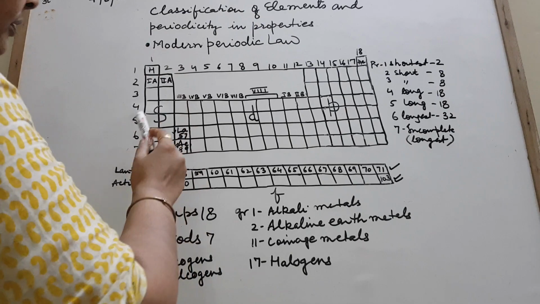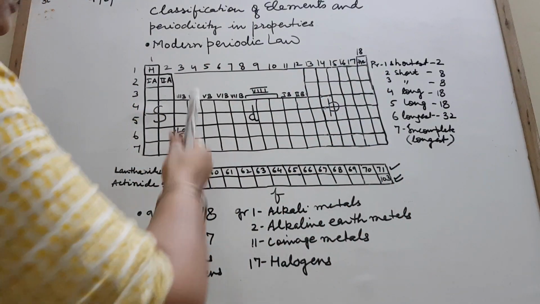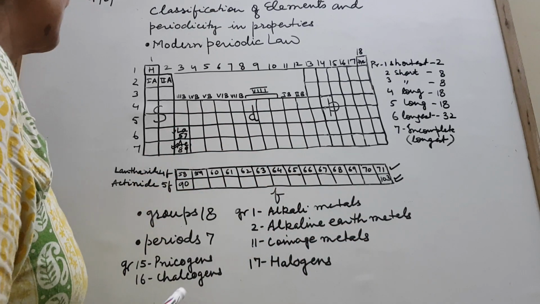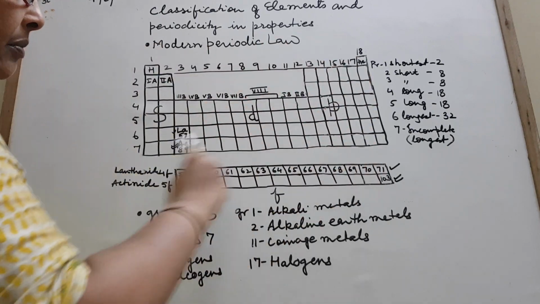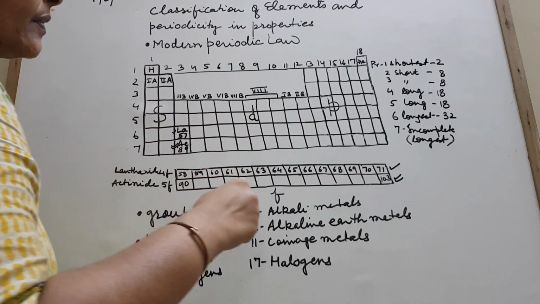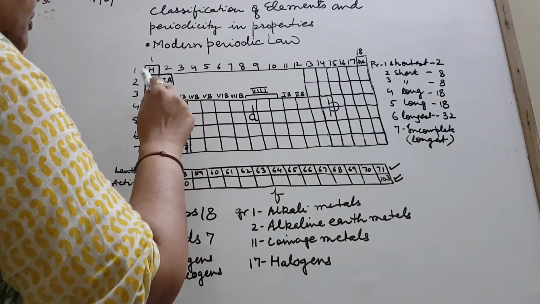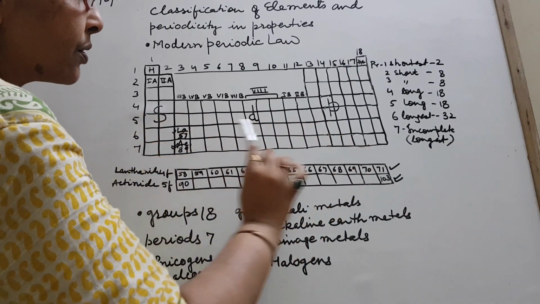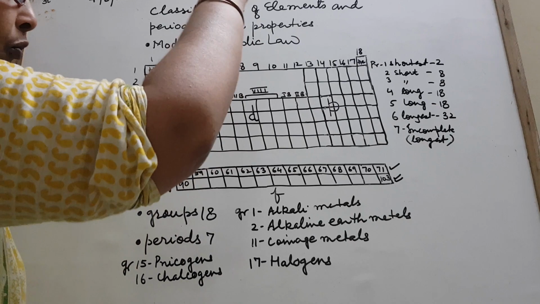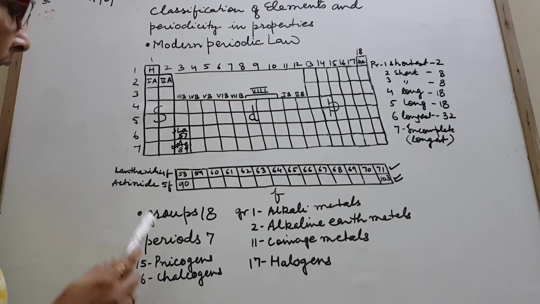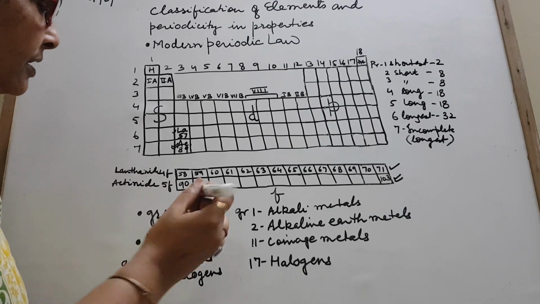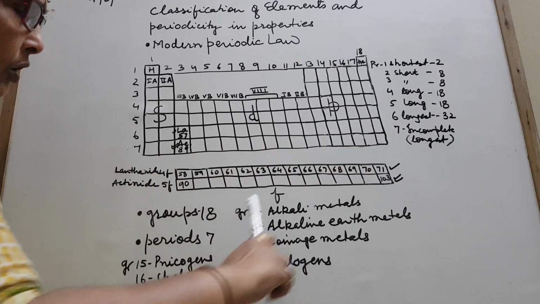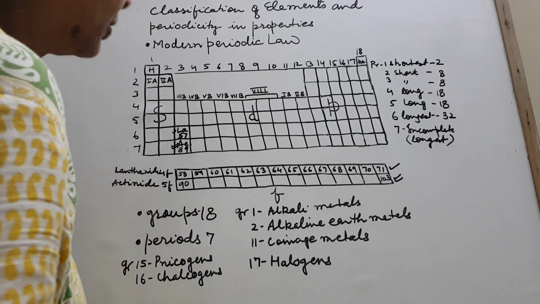So children, I have tried to draw this modern table for you all, although my drawing is not that good, but hope you'll try to understand. Now children, this is our modern table. It has got 18 vertical columns, 1, 2, 3, 4 and till 18, and it has got 7 horizontal rows. These 18 vertical columns are called groups, and the horizontal rows are called periods. You know very well from class 9th also.